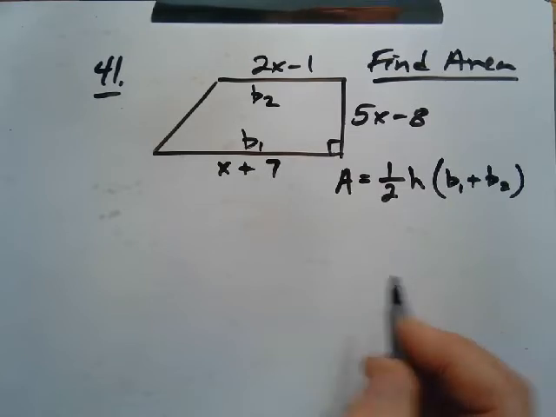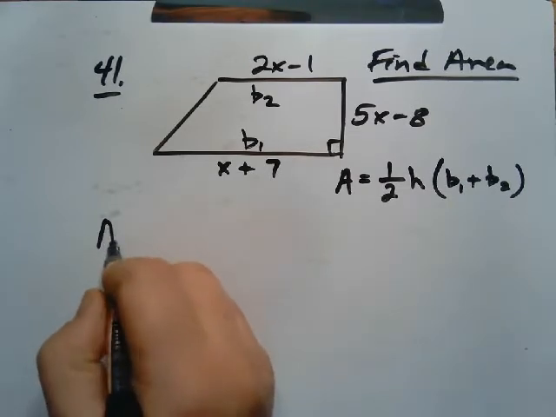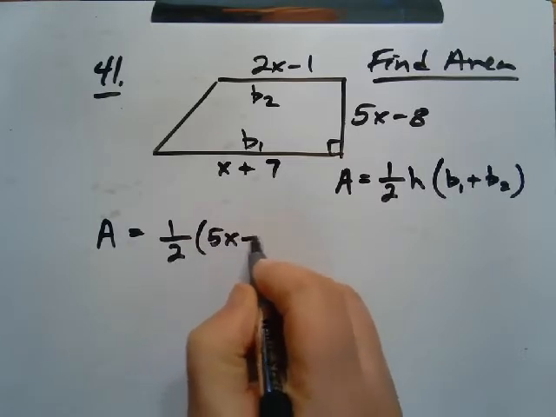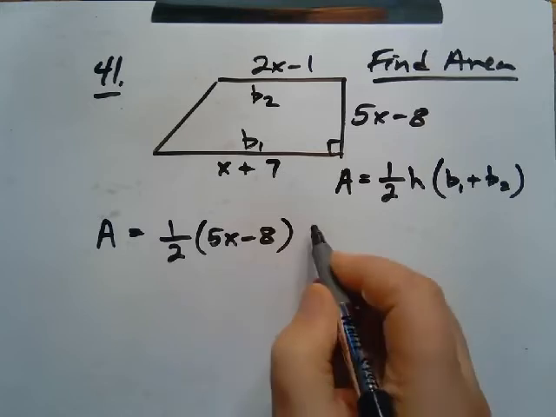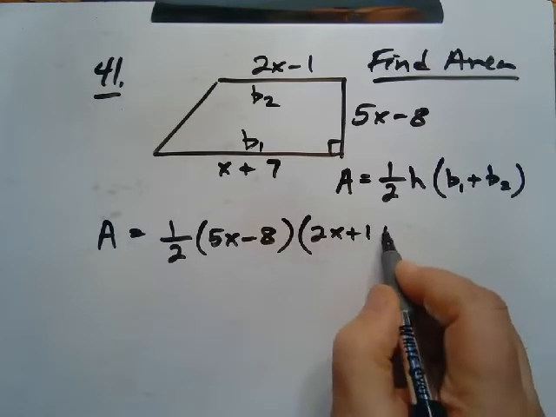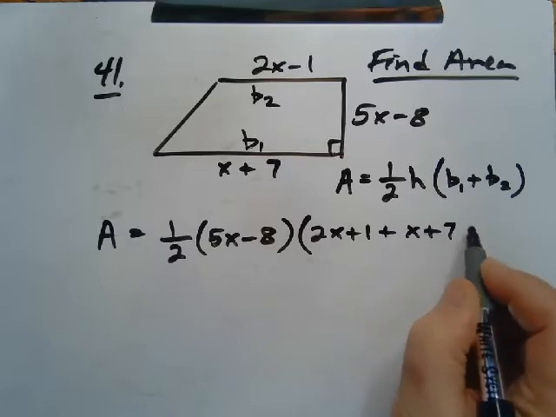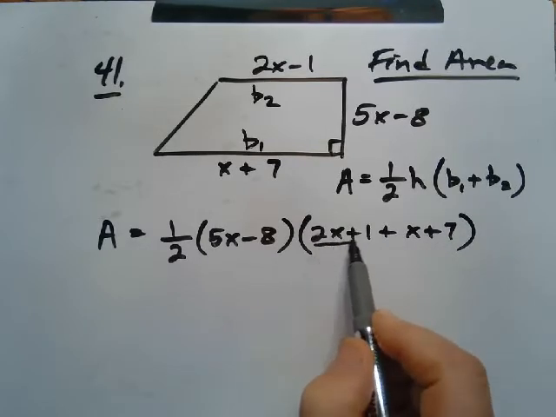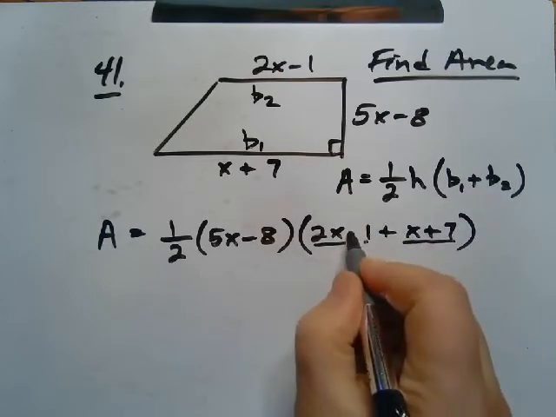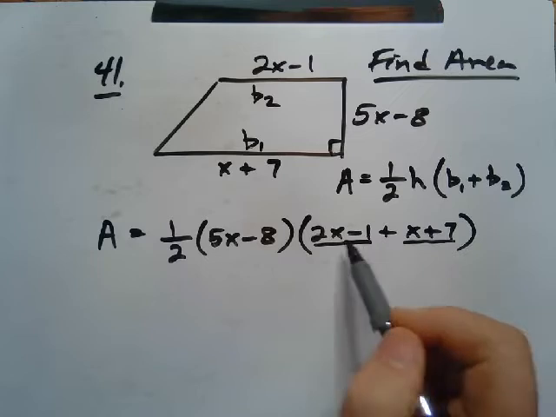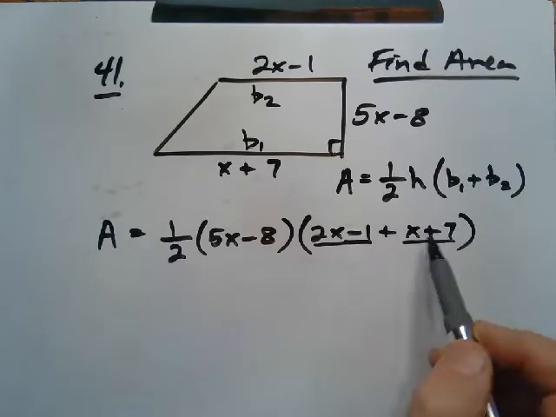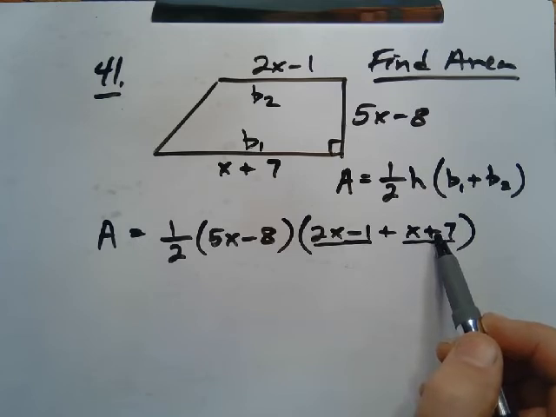So let's stick all of these things in with lots of parentheses. So here we go. The area is 1/2 the height, 5x minus 8, times the sum of the bases, 2x plus 1 plus x plus 7. I've got two bases here. There's one and there's the other. 2x, oh, I'm sorry, that's 2x minus 1, isn't it? 2x minus 1 and x plus 7. The sum of the bases. So here's the height times the sum of the bases. I'm adding the two bases together.